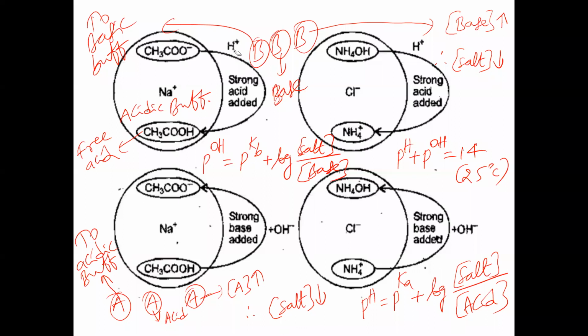H plus ions means in the form of strong acid. The H plus ions are added to this acidic buffer. Now to the acidic buffer, what is added? Acid is added. When acid is added to an acidic buffer, whose concentration will increase? Acid concentration will increase. That means what is happening?